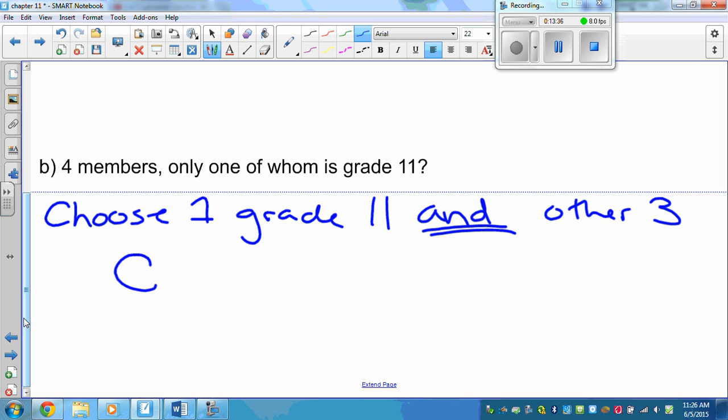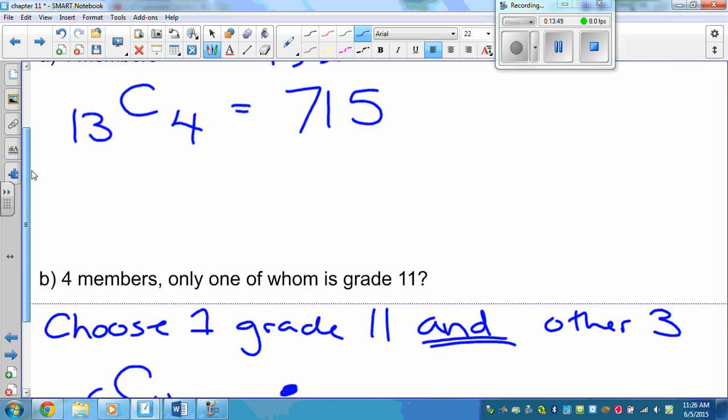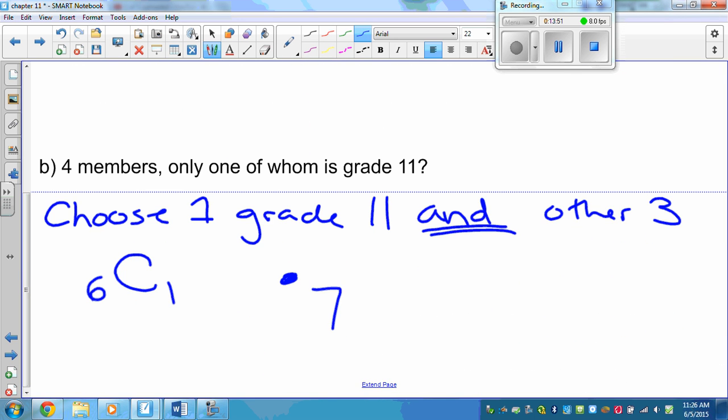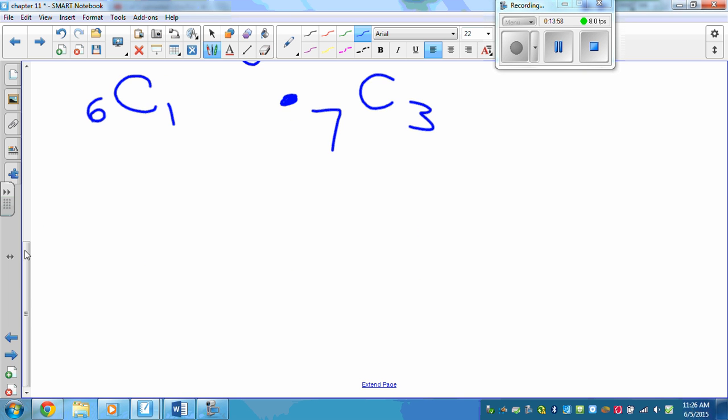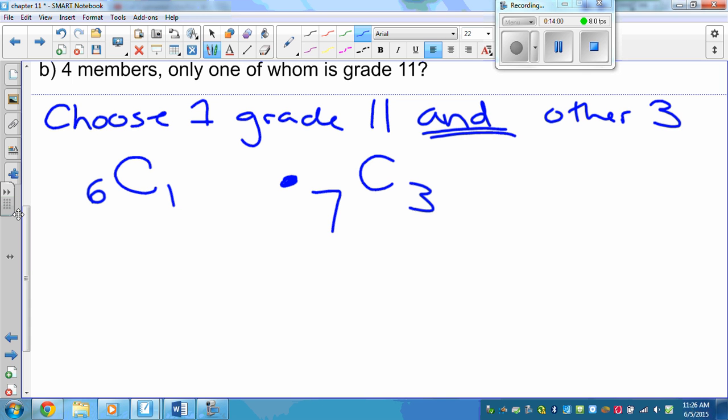So to choose one grade 11, I have 6 grade 11s to choose from. I want to choose one of them. Okay. How many other kids do I have to choose from? Well, I have my grade 12s. There were 7 grade 12s. Yep, 7 grade 12s. And I am going to choose 3 of them. Okay, so I will let you do this multiplication. You might have to use some brackets, or you might want to do each step by itself. Okay, we can check answers in class.